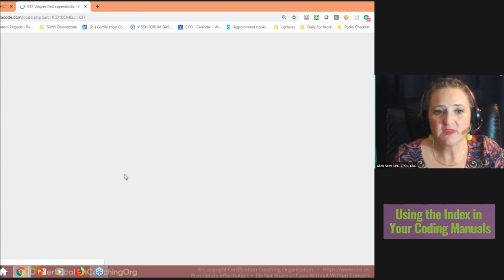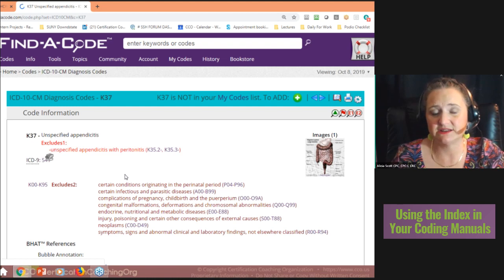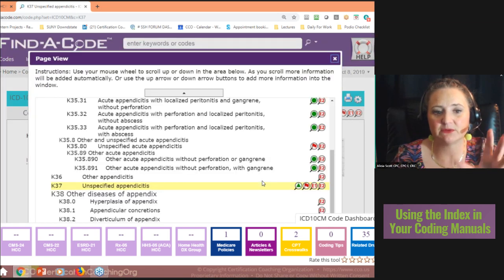But let's look here and see if it matches the definition. Now, if it just says appendicitis on the documentation, then yes, unspecified appendicitis is the proper code, and we only need 3 characters, K37, okay? But this excludes unspecified appendicitis with peritonitis. So when I move to the tabular, and we're not going to spend a lot of time in the tabular because we're not teaching the tabular, I want you to learn how to use the index. That's our purpose today. But here are all the different things that could happen to the appendix.